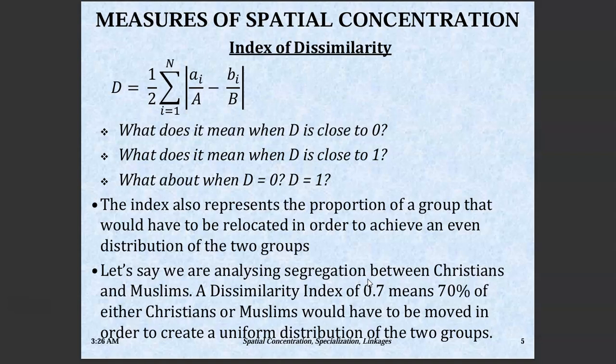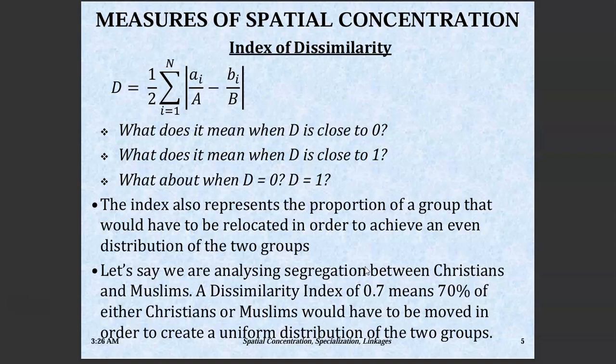Okay, so think about it. If it's 0 and if it's 1, what would it mean? We said that the value you are supposed to get should be converted to percentages. So if you have 0.1, that is the same as 10%. So it means that 10% of one group should be relocated to a different area to achieve evenness or uniform distribution amongst the two groups.